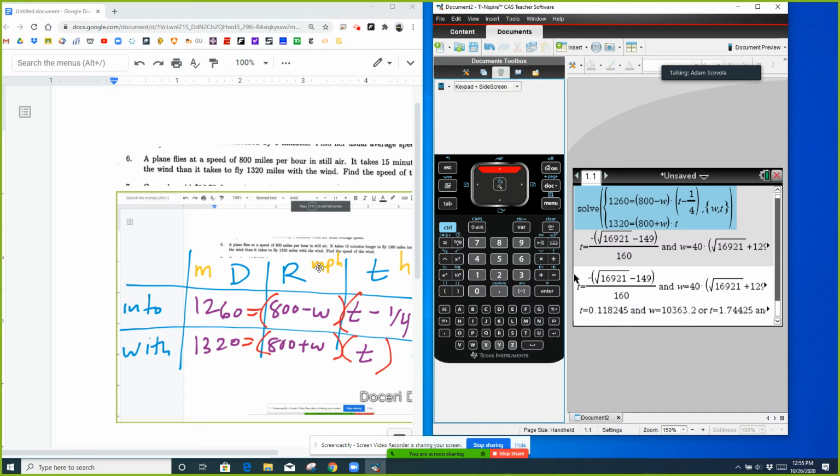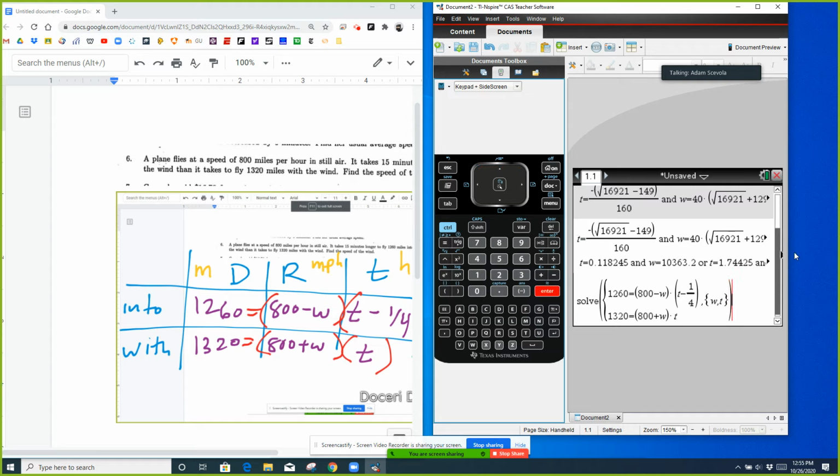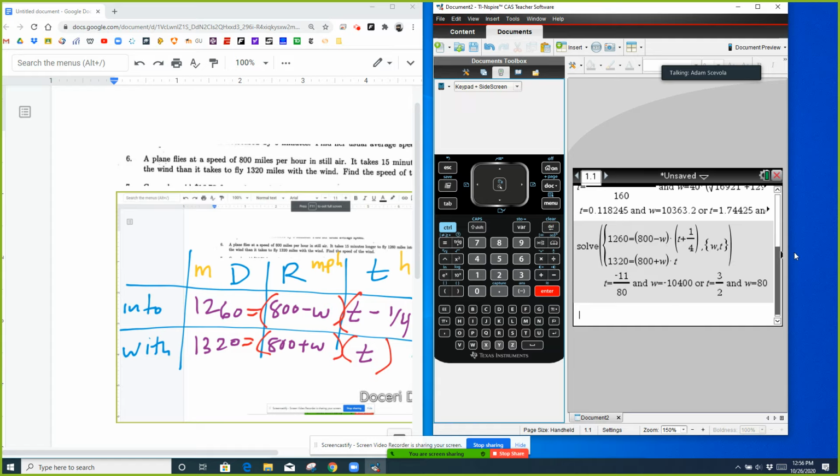Okay, so I see my mistake. I was too worried about the units. This should be T plus 1/4 because it's the time it takes to go into the wind. So that top row takes longer, which makes sense. Even though you're traveling a shorter distance, the wind's going to slow you down. So now I hit enter.